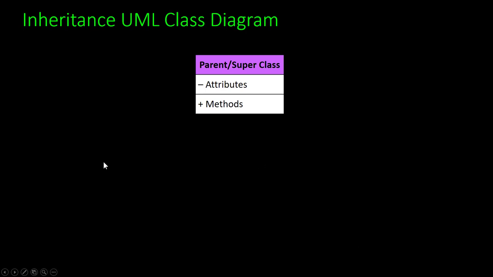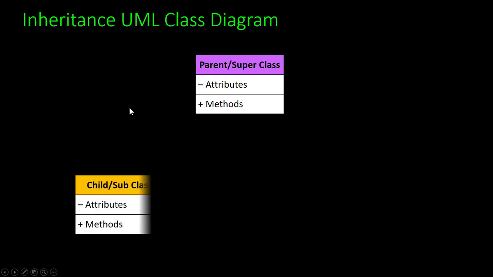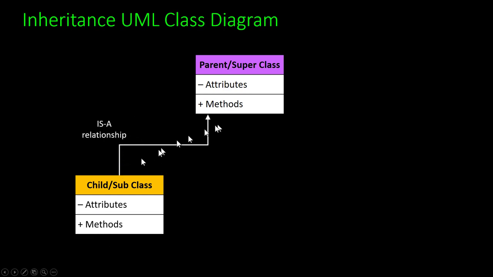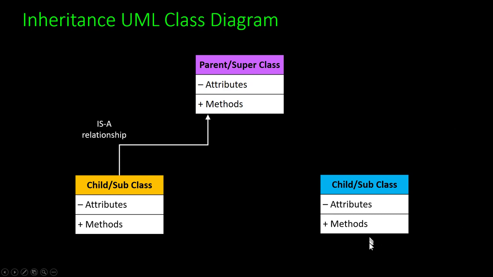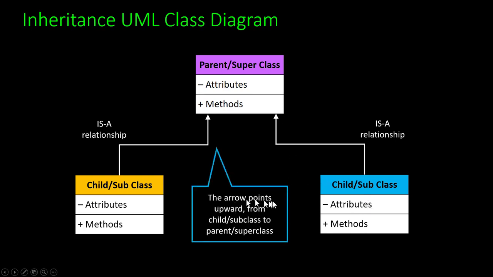Here you see an inheritance UML diagram. You have the parent class with all the attributes and methods, and then you have a particular subclass that also has its own attributes and methods, and an is-a relation relating to the parent class. And then you also have another subclass, also with a different set of attributes and methods inheriting from the parent class. Please note that the arrow points upward from the child or the subclasses towards the parent or the superclass.